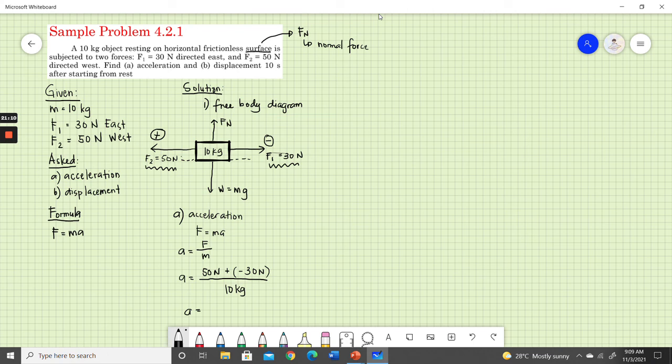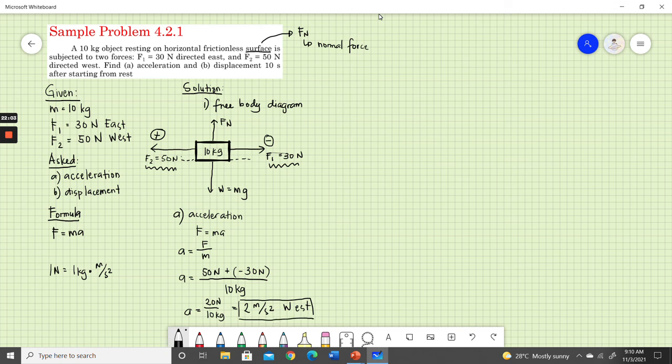So now you can plug in your numbers. 50 minus 30 is equal to 20 newtons divided by 10 kilograms. Remember the units for newton: 1 newton is equal to 1 kilogram multiplied by meters per second squared. Since we are dividing, we cancel the kilogram and we are left with meters per second squared, which is the unit for acceleration. So therefore, the acceleration of the object is equal to 2 meters per second squared, and it is directed toward west. So that would be our answer for letter A.